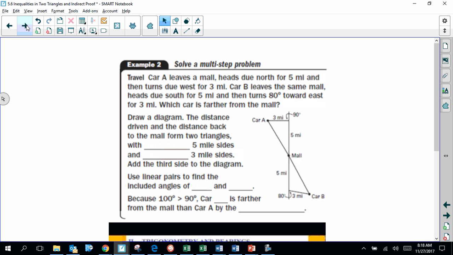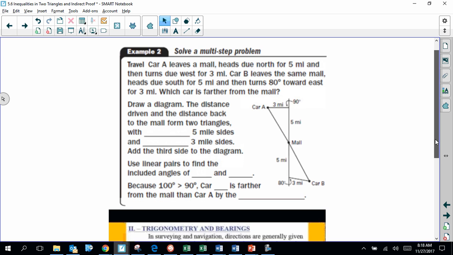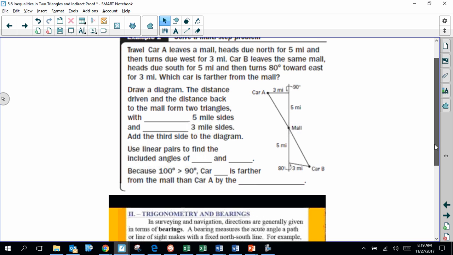Now this is where things are going to get a little more interesting. Here in this example, we have a mall and two people that are leaving the mall. Car A leaves the mall and heads due north for 5 miles and then turns due west for 3 miles. Car B leaves the same mall, heads south for 5 miles, but then turns 80 degrees. And this is where I think I'm going to start losing some people.